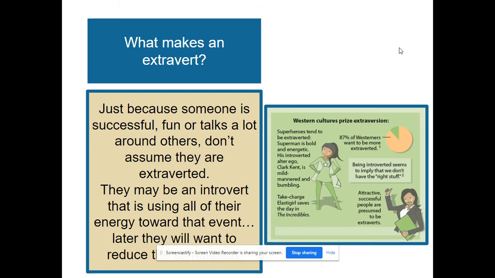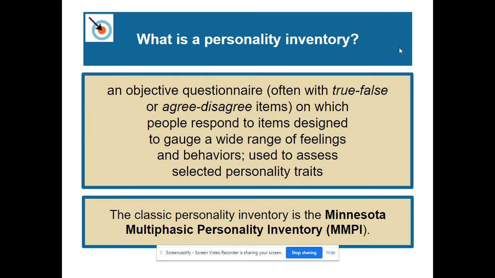An extrovert, this is a great example. Just because someone is successful, fun, and talks a lot, doesn't mean that they are extroverted. And again, a lot of this has to do with cultural influences as well. All right, so let's take a look at what an inventory is. An inventory is like what you took last Wednesday. It is a questionnaire, a self-report, sometimes can be a peer report as well, used to assess personality traits.